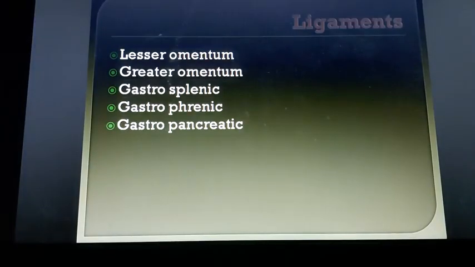Coming to the ligaments of the stomach: the lesser omentum, greater omentum, gastrosplenic, gastrophrenic and gastropancreatic ligaments. These are all the ligaments of the stomach.